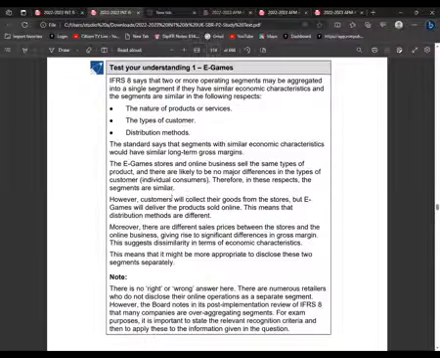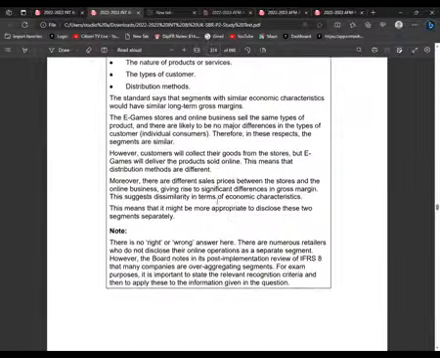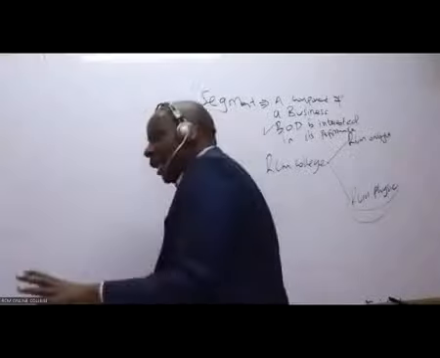However, customers will collect their goods from the stores, but eGames will deliver the product sold online. This means that the distribution methods are different. Moreover, there are different sales prices between the stores and the online business, giving rise to significant differences in gross margins. This suggests dissimilarity in terms of economic characteristics. This means that it might be more appropriate to disclose these two segments separately. We disclose them separately.